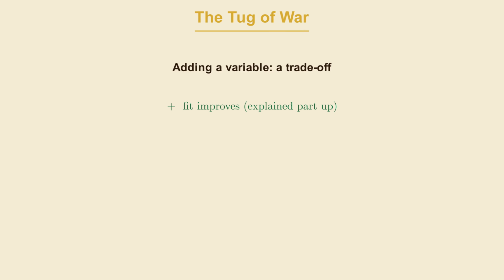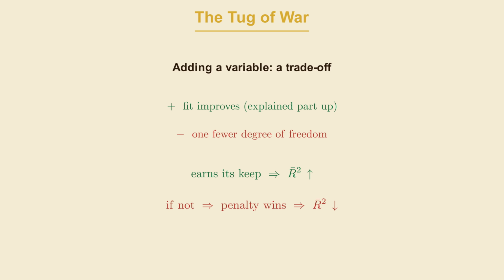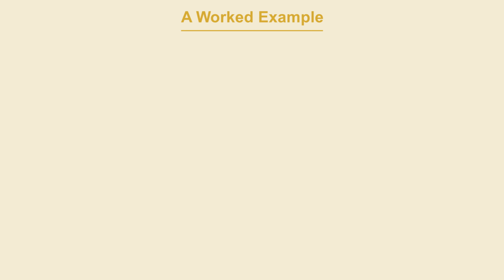The effect is this. Adding a variable still pushes that explained part up, but it also costs you a degree of freedom. If the variable earns its keep, the fit improves enough to beat the penalty, and adjusted R-squared rises. But if it doesn't, then the penalty wins, and the adjusted R-squared ends up going down. So let's see this in action.